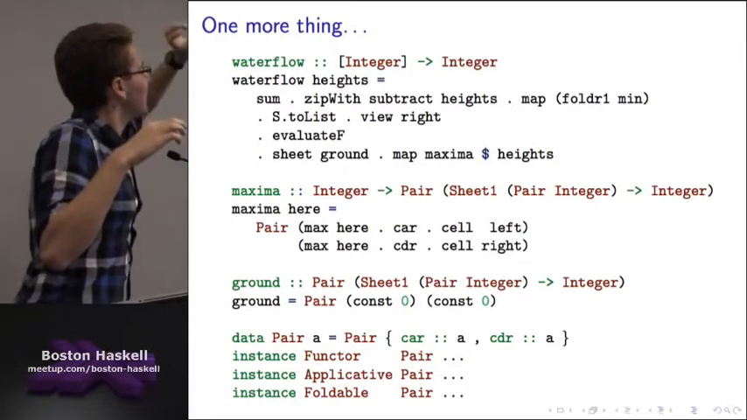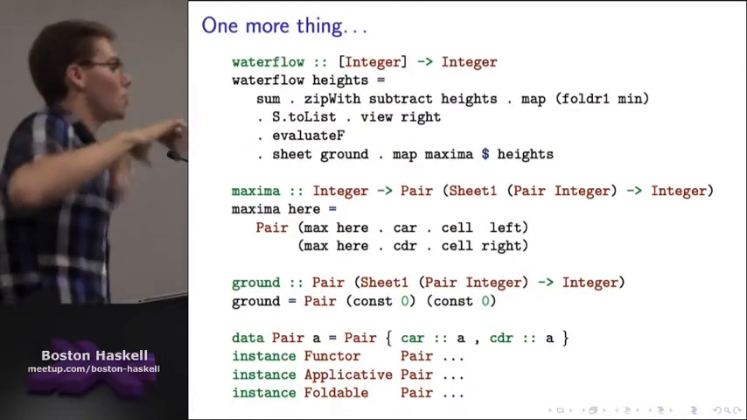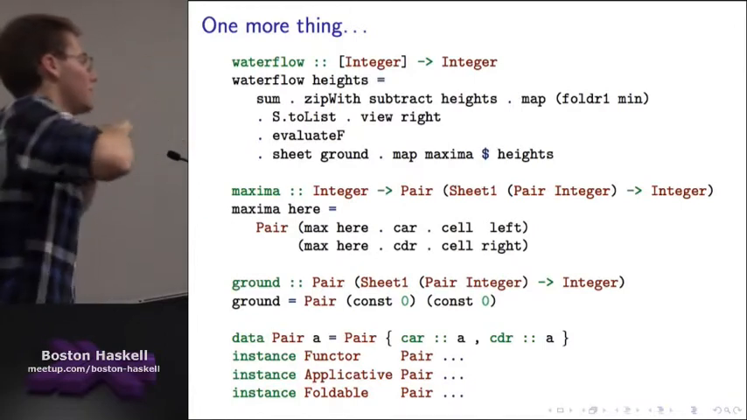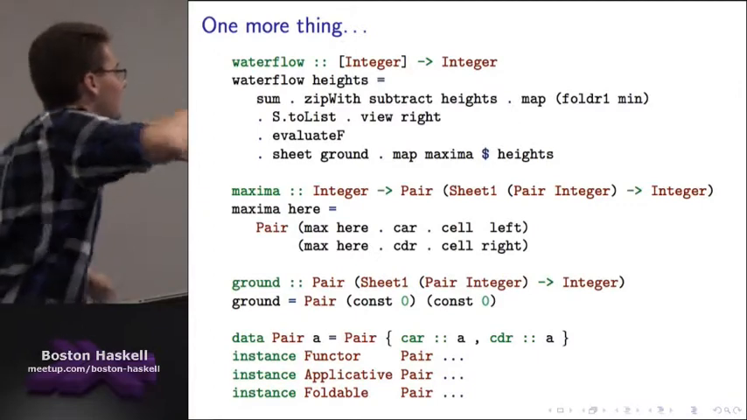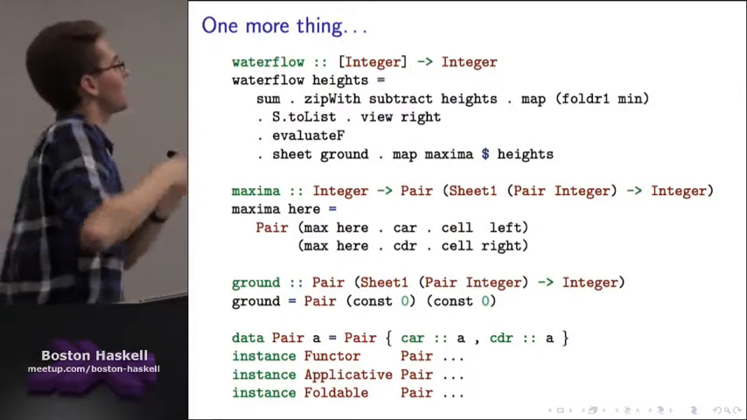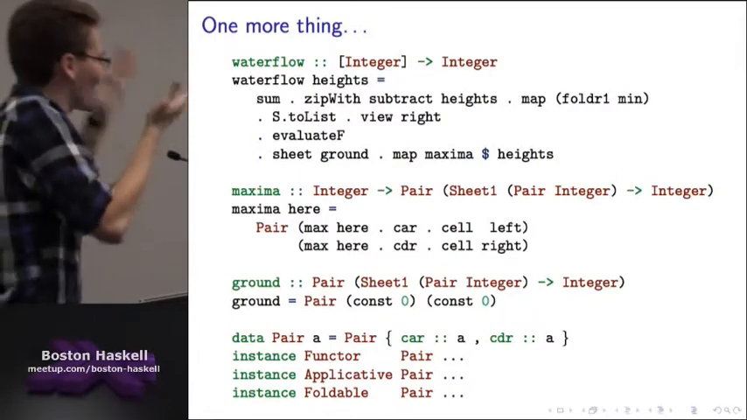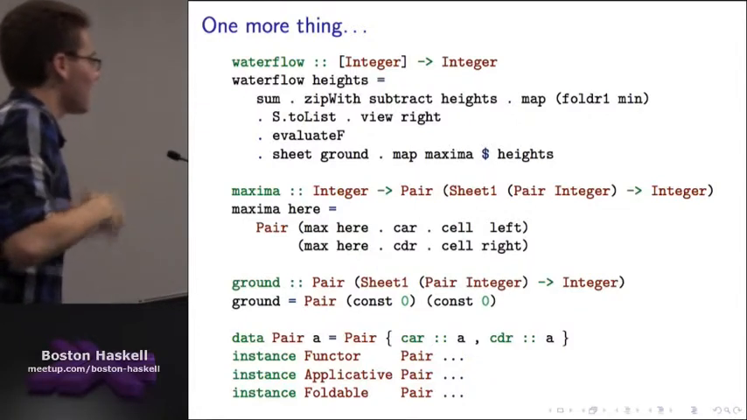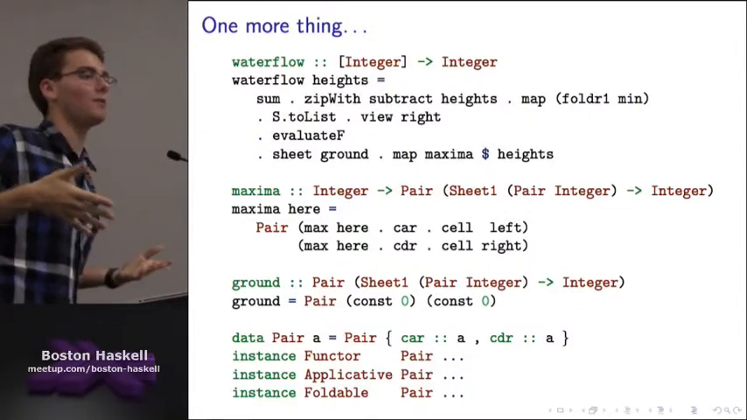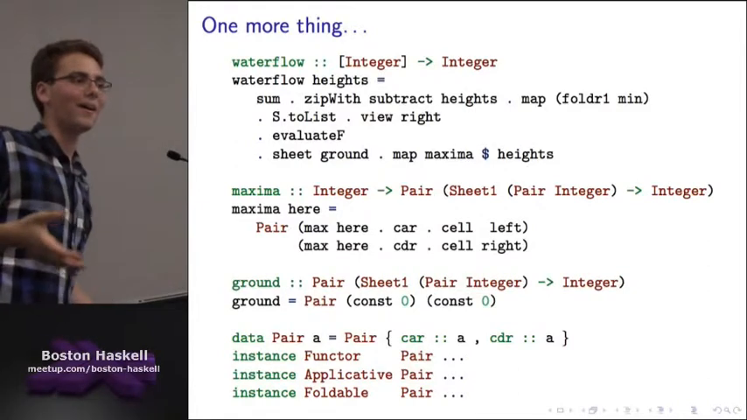So, if you map this function over the initial list of heights that we get, and then we inject that into a sheet where the default is this 0 ground thing, and then we use this evaluate f fixed point, we view right across it, and then we fold with min, we subtract out the heights, and then we take the sum. This is exactly how you express this problem in words when you're talking to someone.